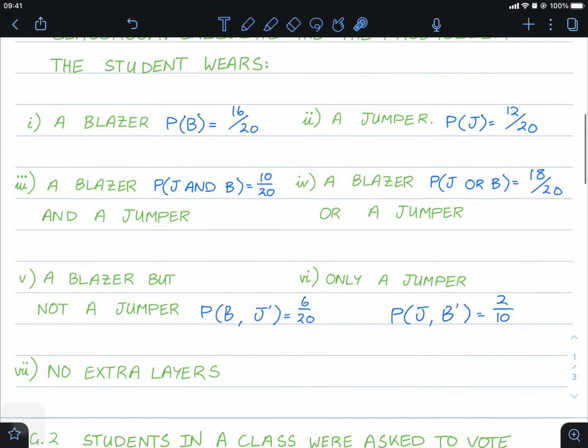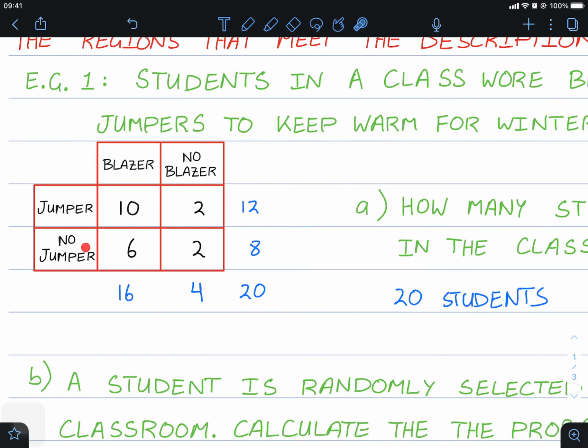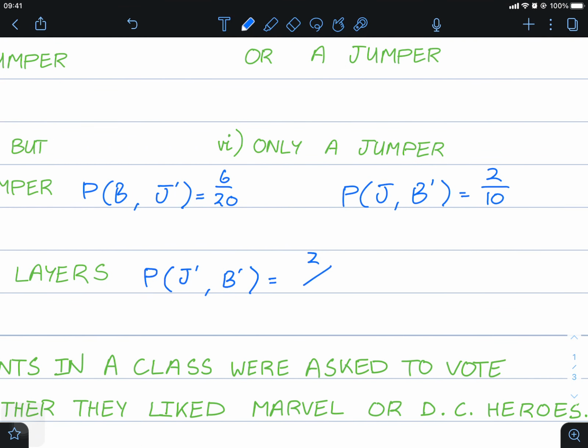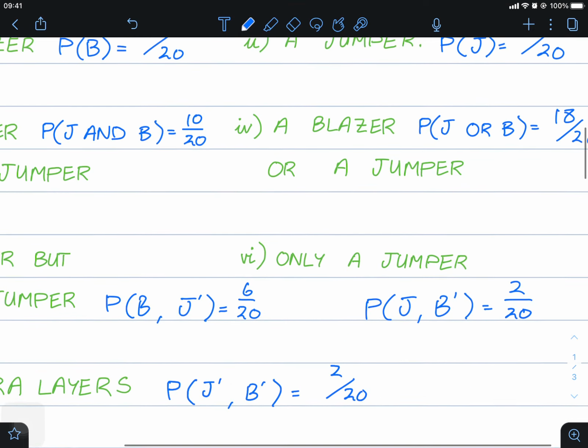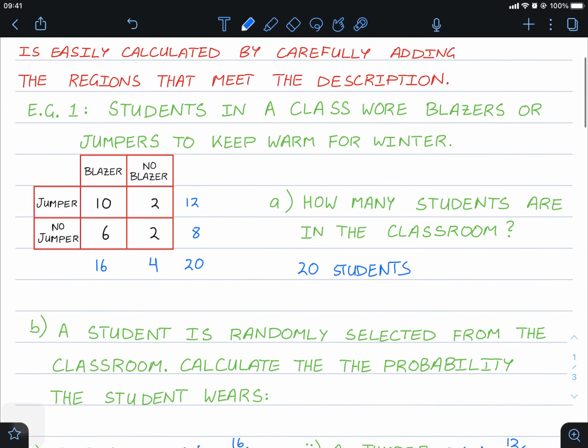And lastly, we have the probability that the person wears no extra layers. Well, no extra layers means no jumpers and no blazers. So we can write this as probability of no jumpers and no blazers. That's going to be 2 out of 20. Sorry, I made a mistake earlier. That should be 20. Okay, so that's one example that follows a two-way table.